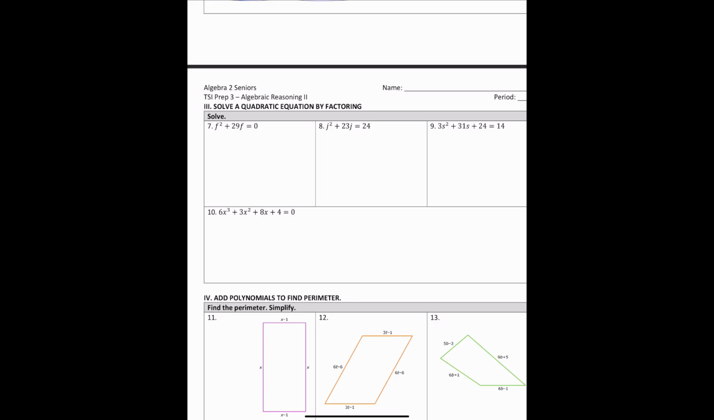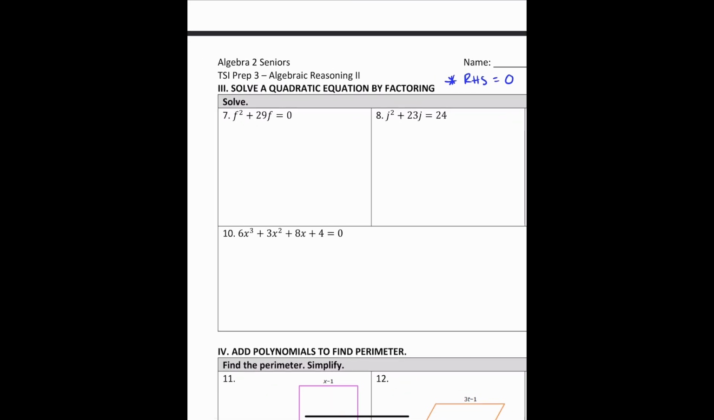All right, so part 3, we're going to be solving quadratic equations by factoring. Now, it's important to remember that the right-hand side must be 0. So, number 7, we have f squared plus 29f is equal to 0. The right-hand side is indeed 0, so we're good to go.